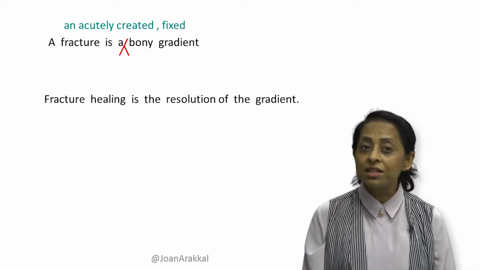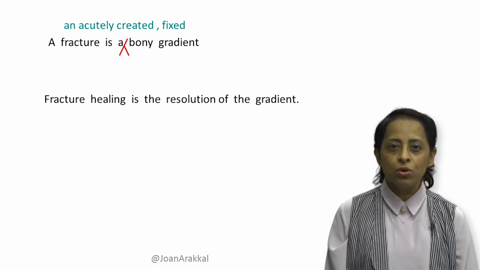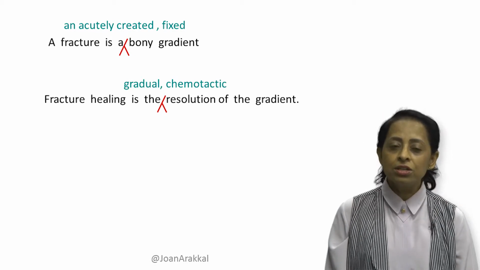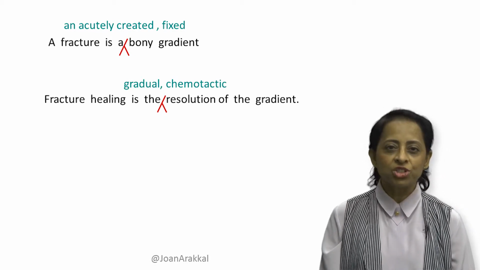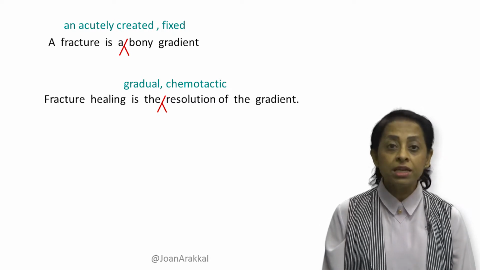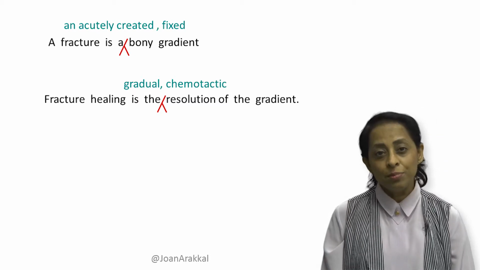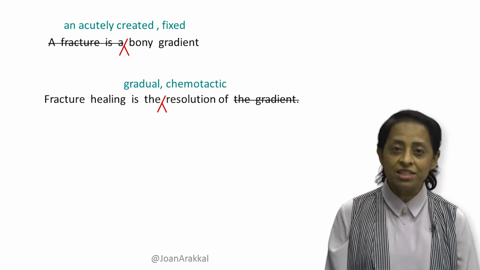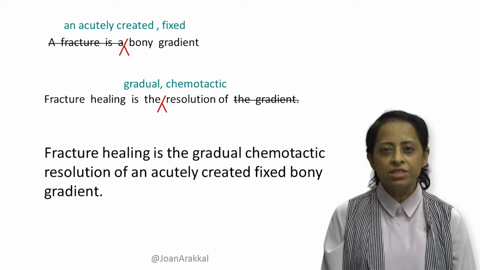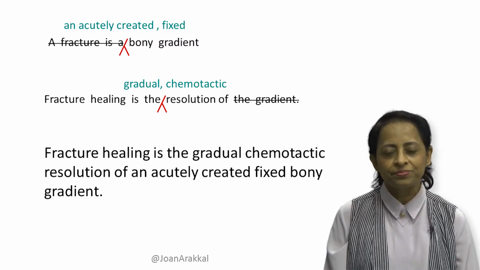The gradient that results from a fracture is one that is acutely created, and being in a bone, it is a fixed gradient. By contrast, the resolution of this gradient resulting in fracture healing is a gradual process, one that is facilitated by the chemotactic migration of osteoblasts and other cells. A bit of copy editing will then yield a definition that fracture healing is the gradual chemotactic resolution of an acutely created fixed bony gradient.